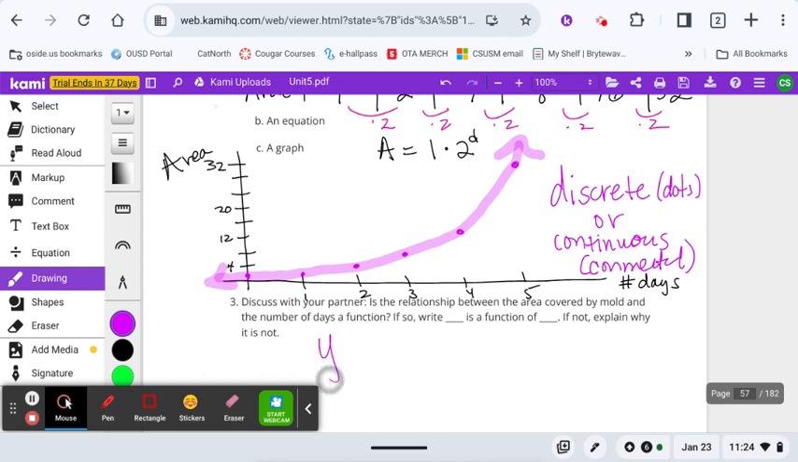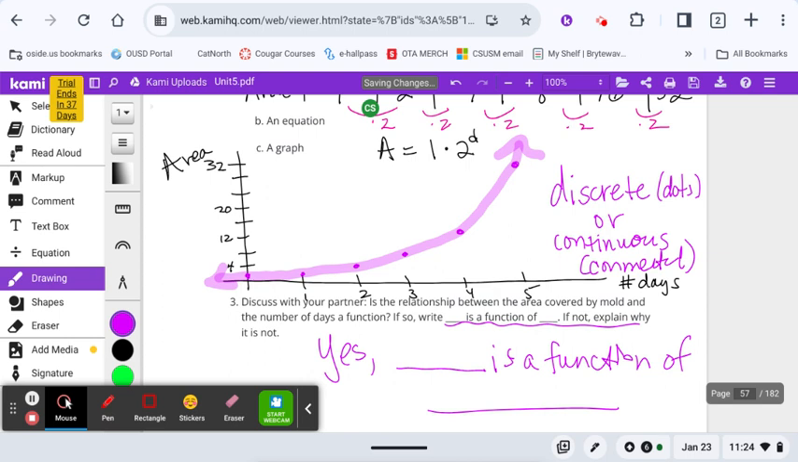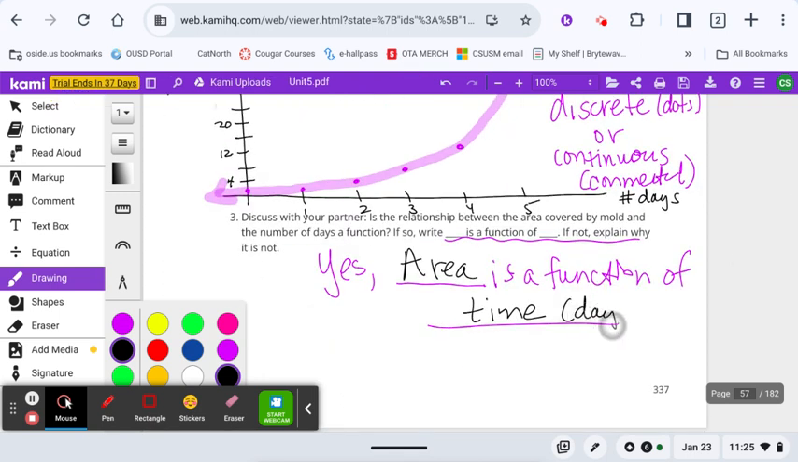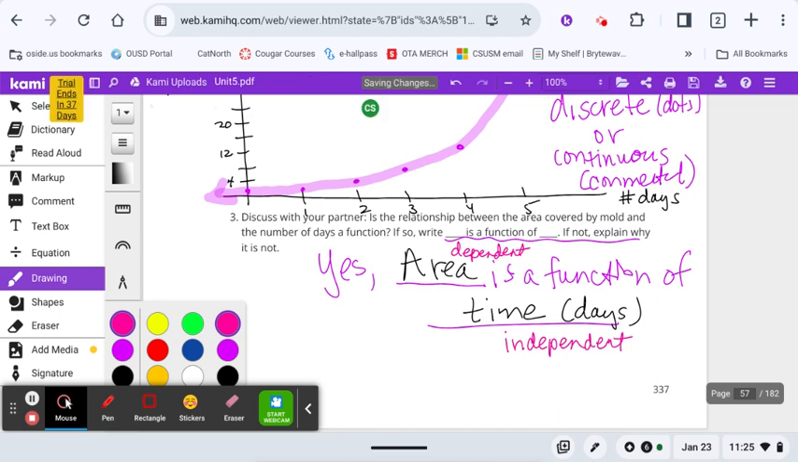Finally, is this a function or not? We said yes, blank is a function of blank. So notice we've got days and area. And so students said area is a function of time in days because days are the independent variable and area is the dependent. Area is dependent on time. I have to know how much time to see how much area there is. So yes, it is a function because area is a function of time.